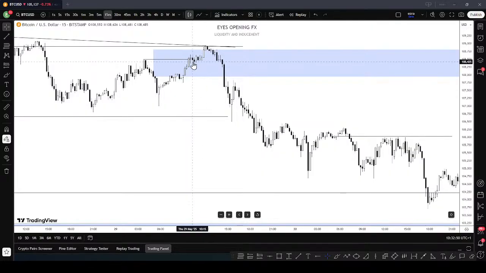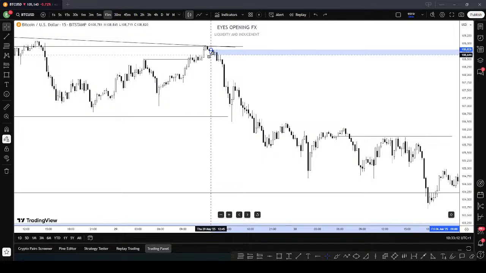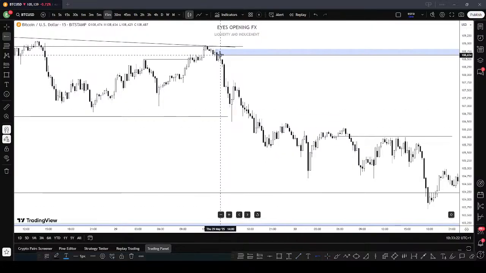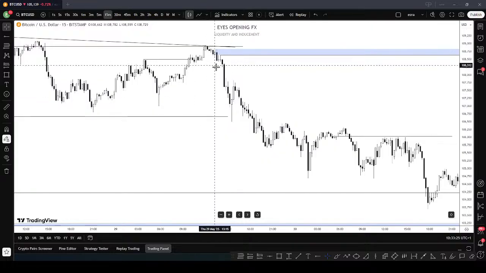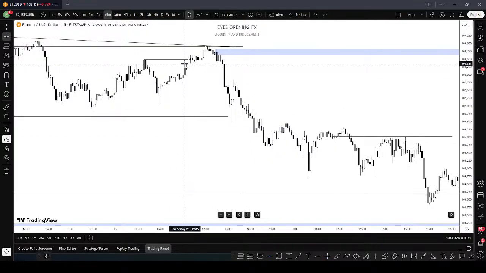Since we have this range structure, did this area mitigate price enough? The answer is these two mitigate price quite okay. So that means we have one POI right here. But let's not use it like that. Let's just use the refined POI. Then you have this short high as liquidity. But at the same time, we also have this area.